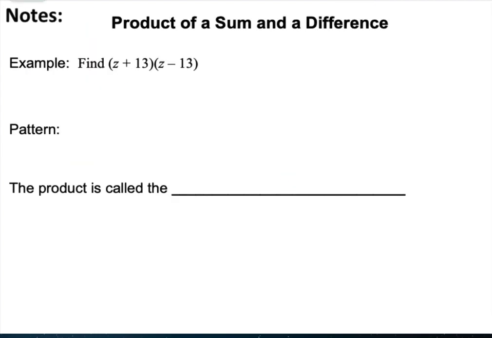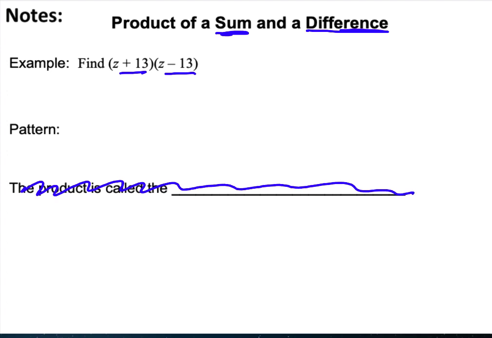All right, so that was when we were squaring the same term, either the square of a sum or square of a difference. Here, it's a product of a sum and a difference. So I'm adding 13 and subtracting 13. I'm going to cross that line out. We're not going to need that one there. So watch what happens here.